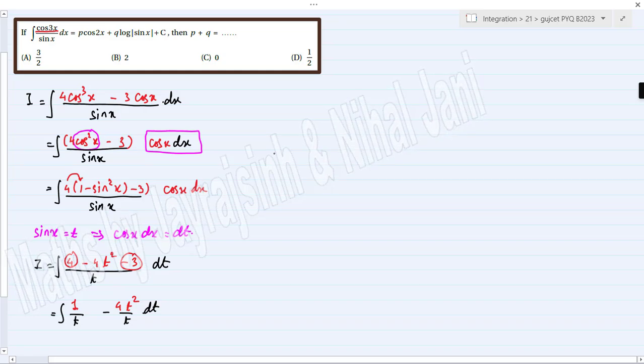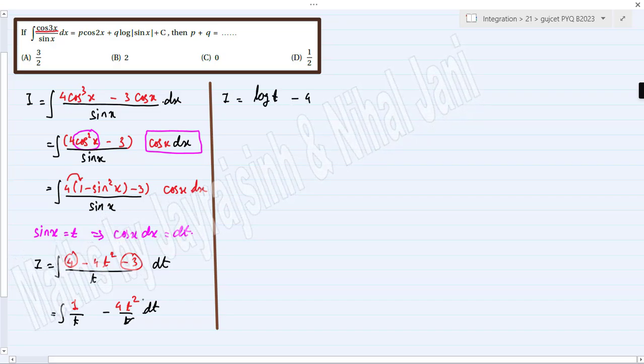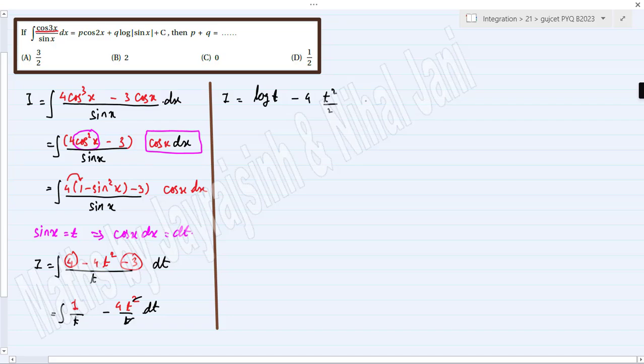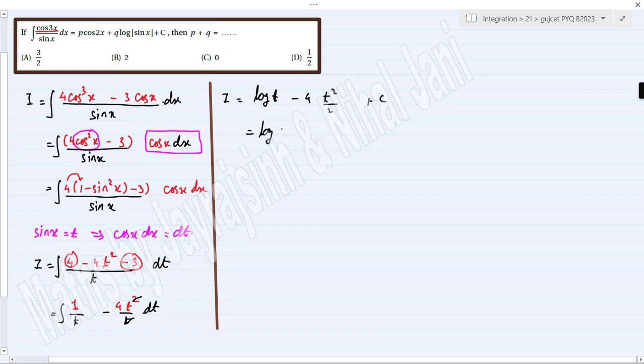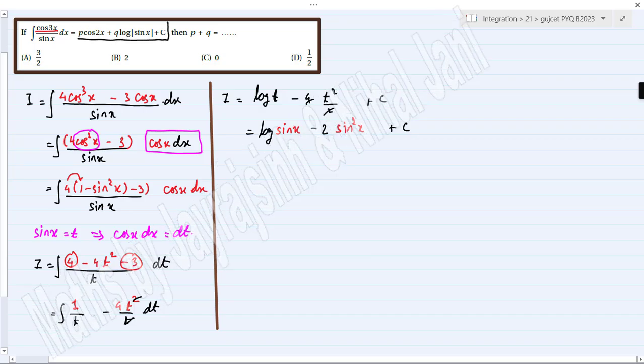Now we are ready for integration. Integration of 1 upon t will be log t, and for the second term, 1 power of t will be cancelled out. Integration of t will be t square by 2 plus c. Just substitute the value. Your t is simply sin x. So here 2 2s are 4, so we'll get 2 sin square x. But this is the answer of the integration. We need to get it in this form, or we can say we need cos 2x and log sin x.